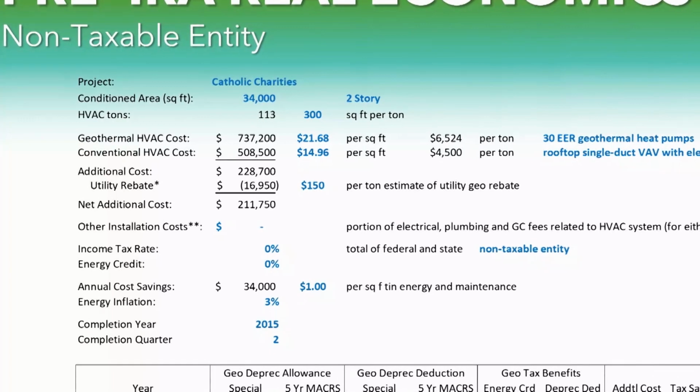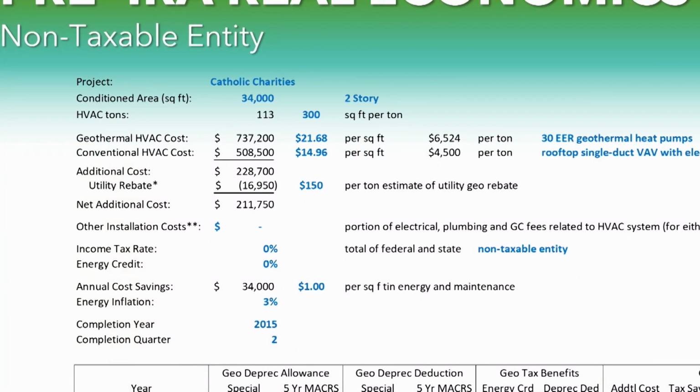Okay, so this just shows you that, and there's a new version of this calculator. This is the old one, but you'll see the new one in the end. So this is a 34,000 square foot building, about 113 tons. Well, there were 113 tons. This is all real data. This was installed in 2015, so this is 2015 kind of data.